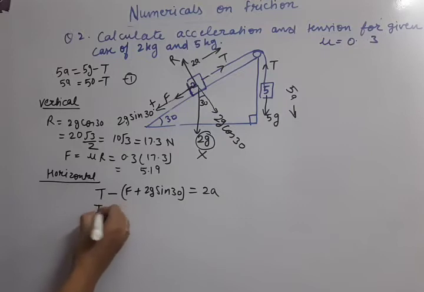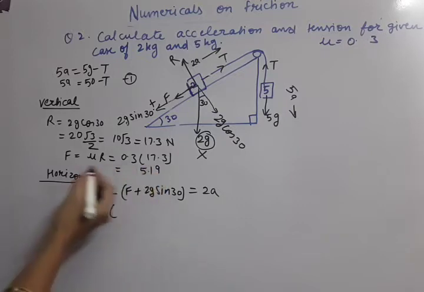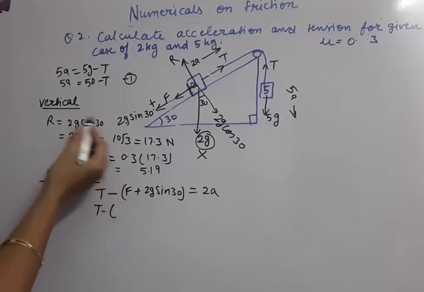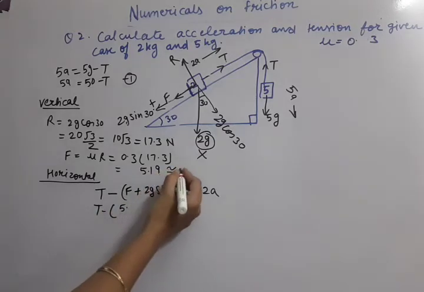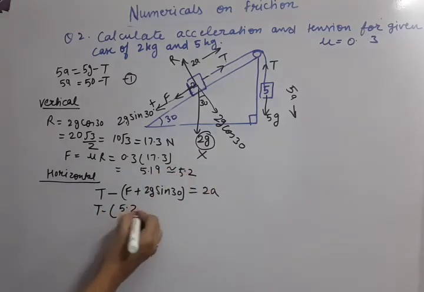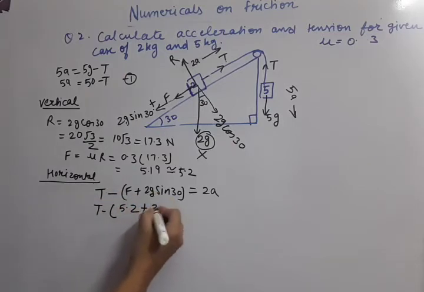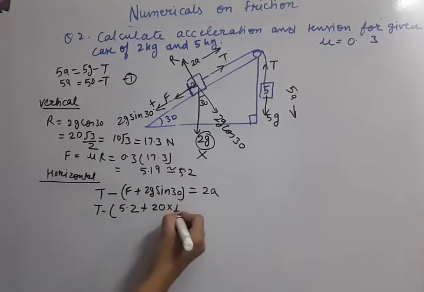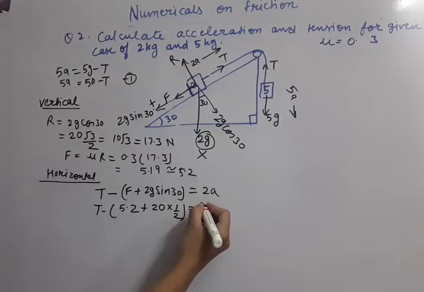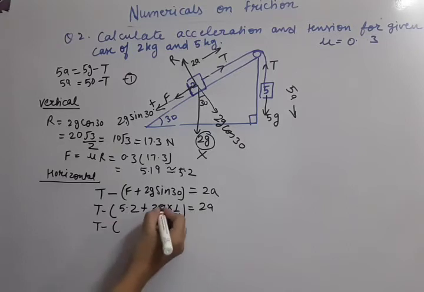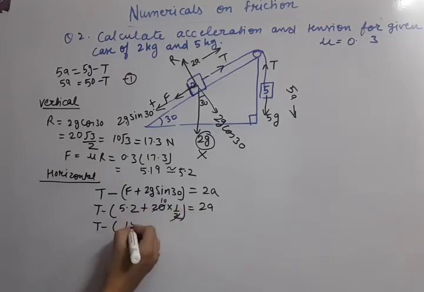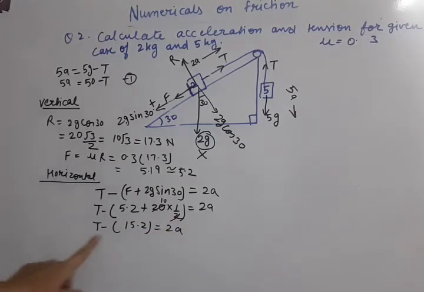Let us start now. T minus F, how much did F come? F is mu R. We had made R, and in this F finally came to 5.19. I am just calling it 5.2 approximately. Some approximation is allowed, so I am calling it 5.2. Plus 2g, 20, sin 30 is half, equal to 2a. After that, here it is becoming 10. 10 plus 5.2 is 15.2, equal to 2a. So this is the equation prepared.